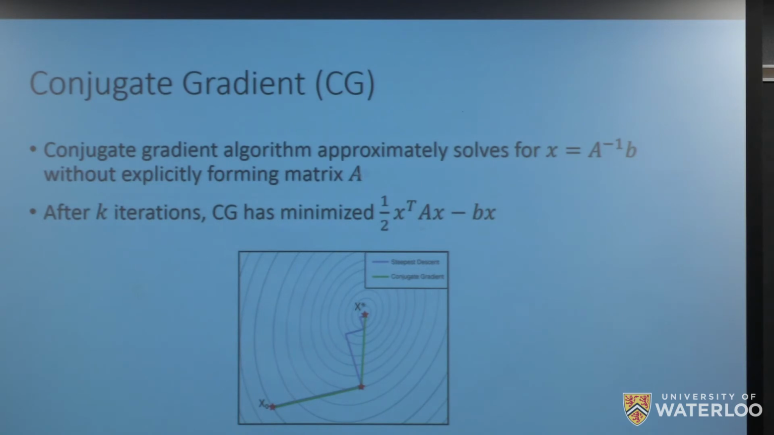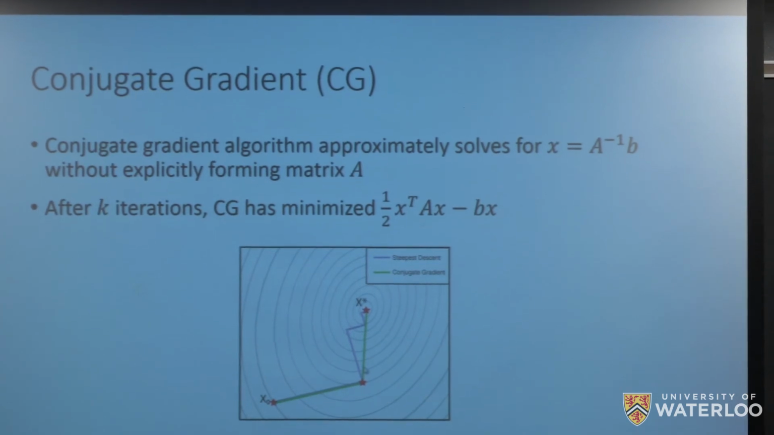So the Conjugate Gradient algorithm approximates x equals A inverse b without explicitly forming any matrix A, where the A comes from this quadratic equation. And the way it works is that if you have this convex surface, in the actual gradient descent, you will move in the purple direction. You can see that it's making multiple steps. But with conjugate gradient, the next direction that you will take is not the direction of the gradient.